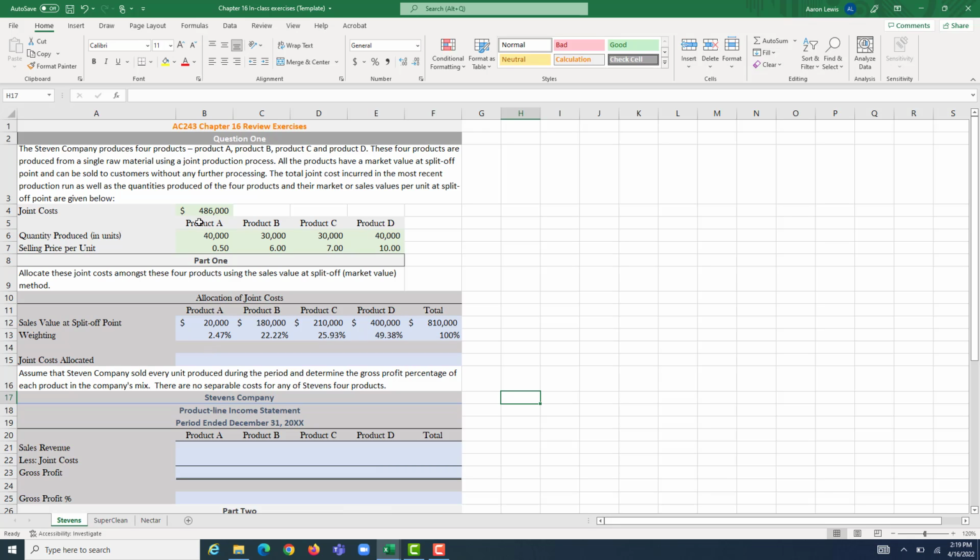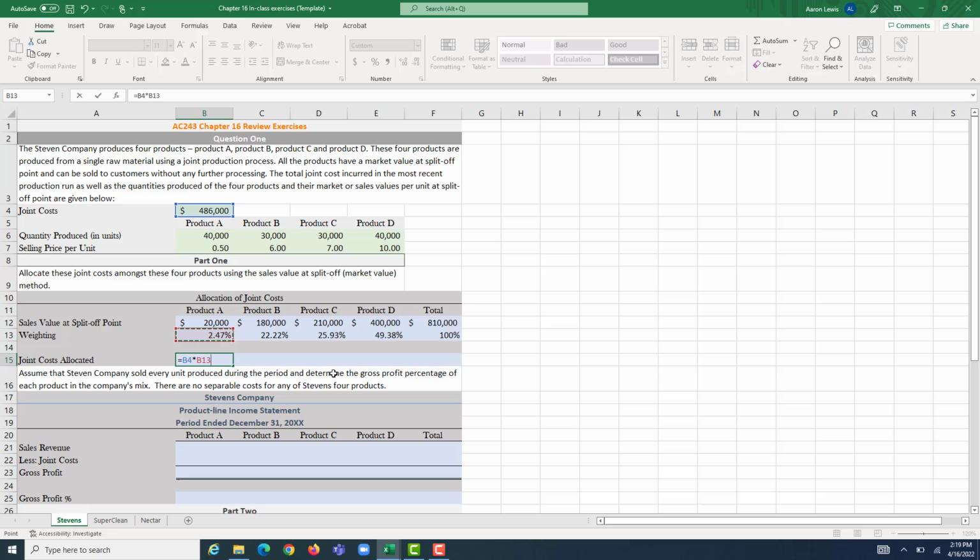So let's allocate a proportion of our $486,000 of joint costs proportionate to what each product's percentage of sales value would be at the split off point. I always want this cell to be the same, so I'm going to make this absolute for my calculations. And then I'm going to multiply that by the weighting for each individual product.